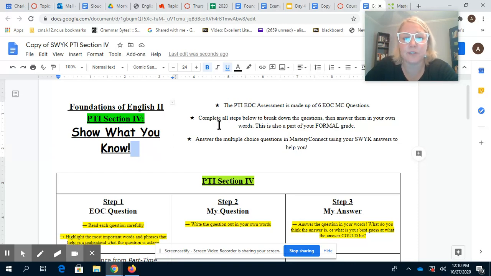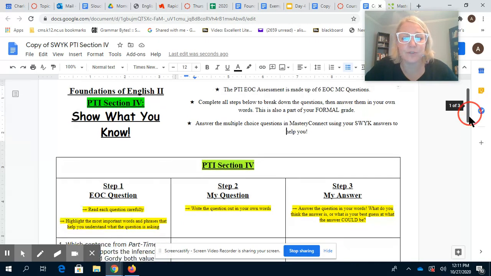All right, so let's look at these 3 stars. The Part-Time Indian EOC assessment is made up of just 6 multiple choice questions, not so bad. Complete all steps below to break down the questions, then answer them in your own words. And this is also part of your formal grade. So this Show What You Know document is a formal grade in addition to the formal grade you get when you complete the Mastery Connect, when you choose your answers. So lastly, you'll answer the multiple choice questions in Mastery Connect using this Show What You Know document to help you, right? We know the drill now.